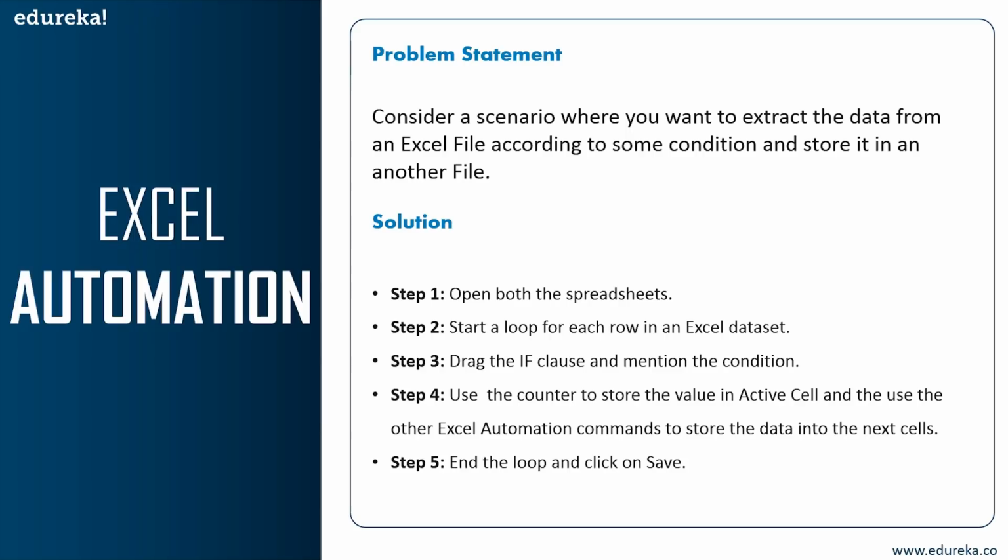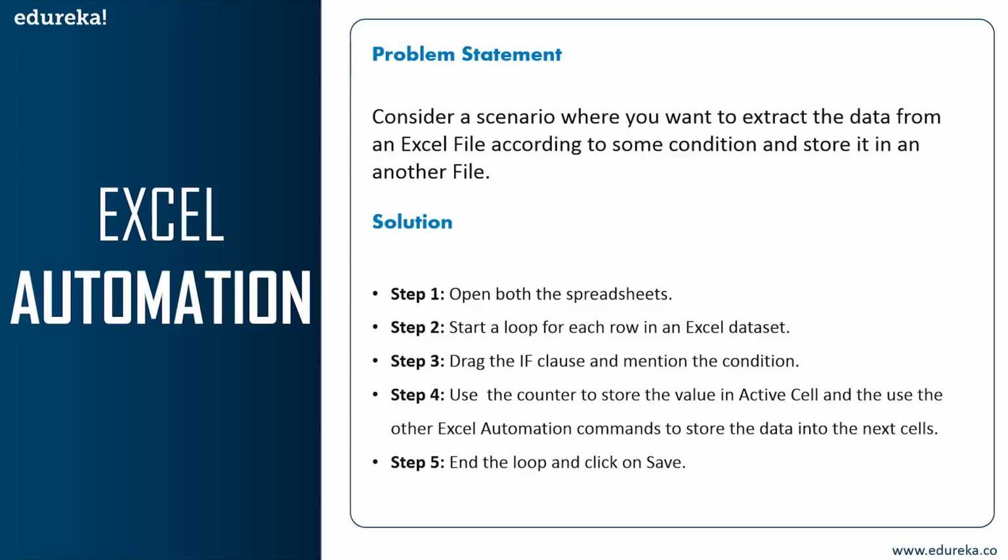So that's what we're going to do. To do that, you first have to open both the spreadsheets. After that, you have to start a loop for each row in the Excel dataset and then drag an if clause where you mention the condition. After that, you have to use the counter variable to store the value in the active cell and use the other Excel automation commands to store the data into the next cells, and then you'll have to end the loop and click on save. So we're going to do the same.